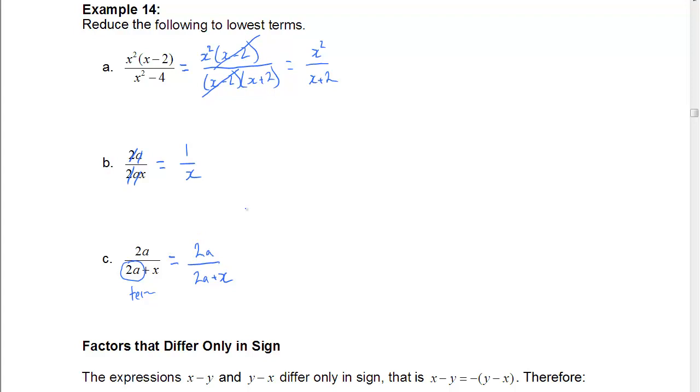We're going to stop the video there. We're going to save the factors that differ in sign for the next video, because there's a bunch more examples there. Make sure you have an idea of what we did there. Go ahead and try the next examples if you can. So we'll see you in the next lesson.